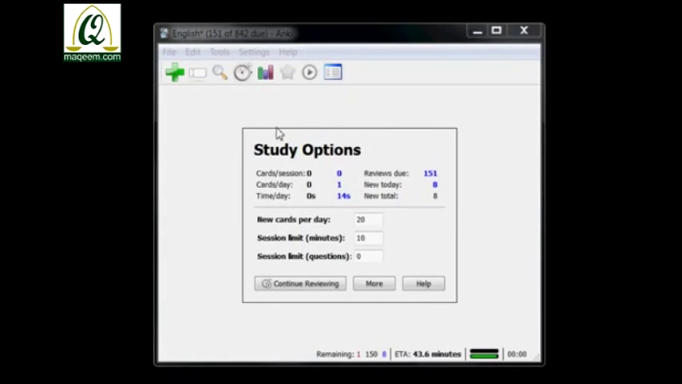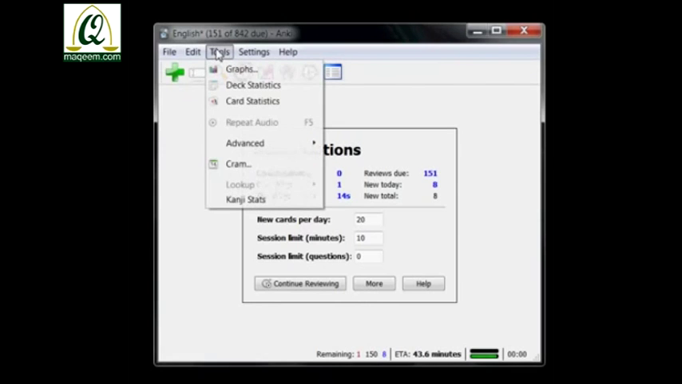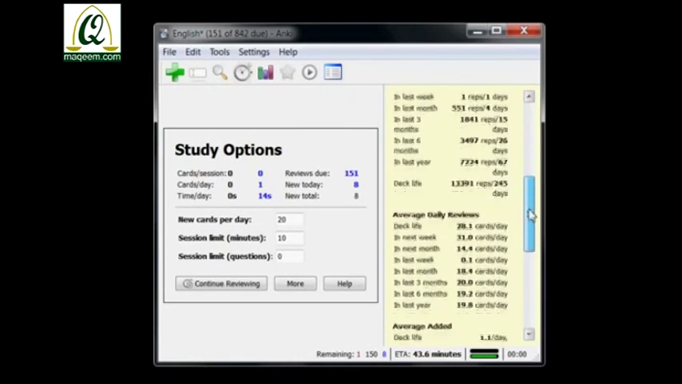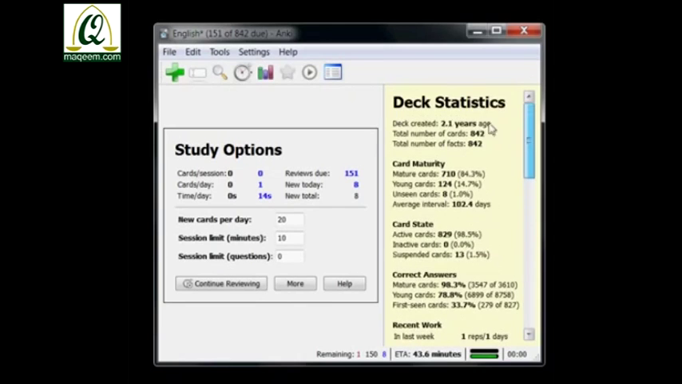Let's have a look at some of the statistics that Anki can provide us. There are both graphical statistics and textual statistics. Let's start with the latter. Choose Tools and Deck Statistics. Then it'll show you a list of information about your deck. The only thing worth pointing out here is the card maturity.